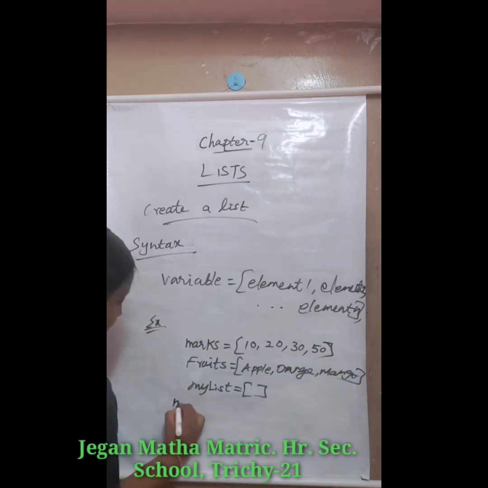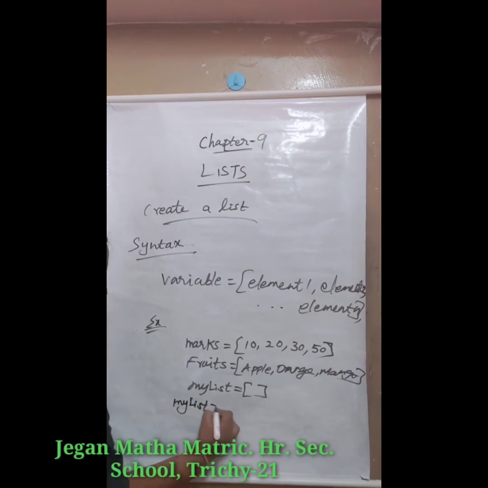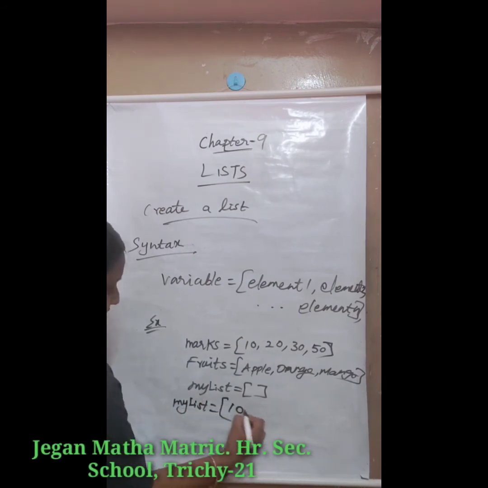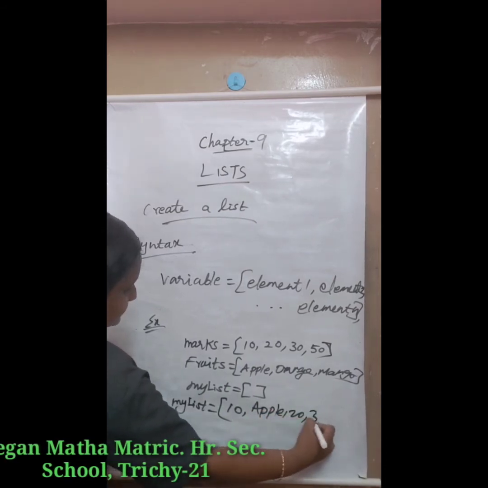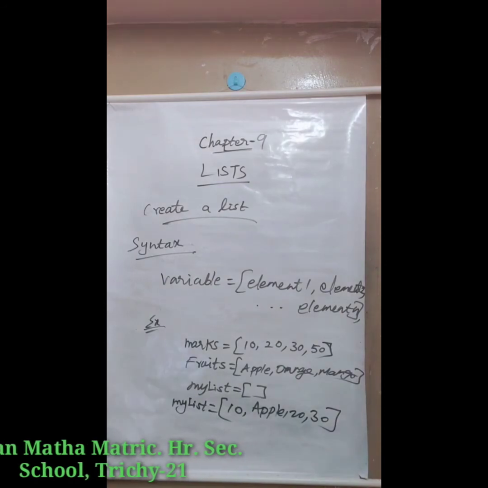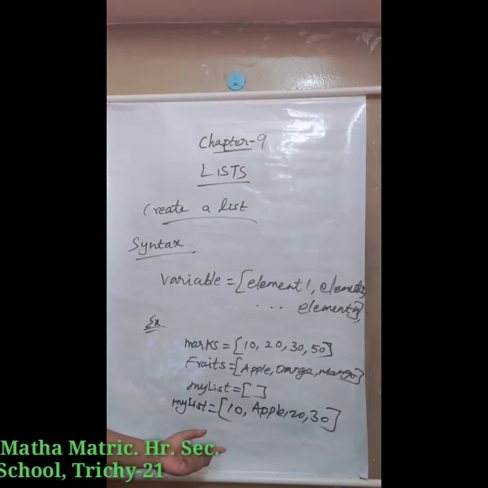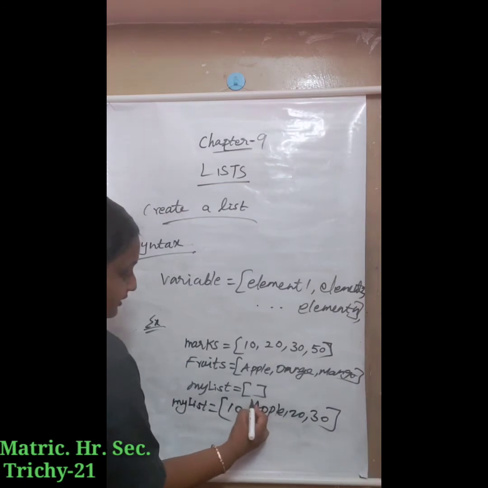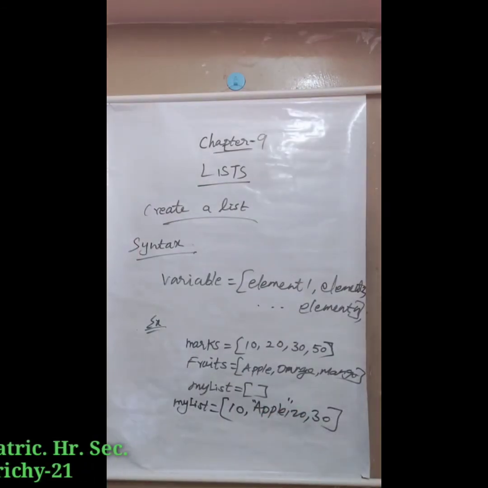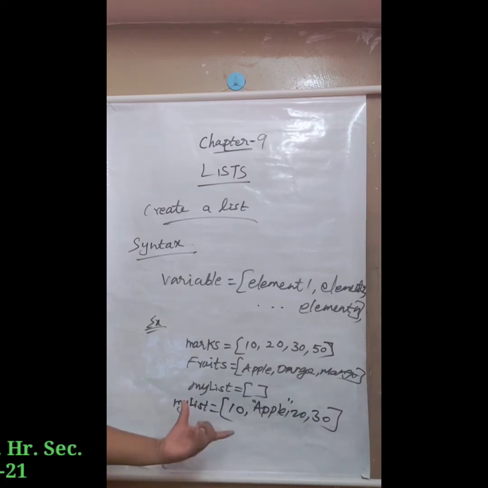Now let us see one more example. Here we are going to use multiple types of elements, that is, we can use numbers, letters, anything. So we can use multiple elements. In this example, my list contains another list as an element. If we need to mention a string, we have to mention it within quotes, and this type of list is called a nested list. A nested list is a list containing another list as an element.